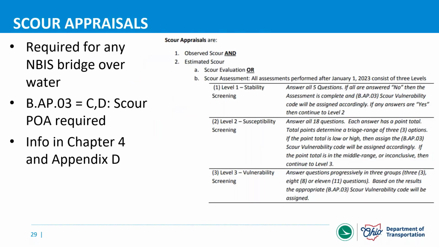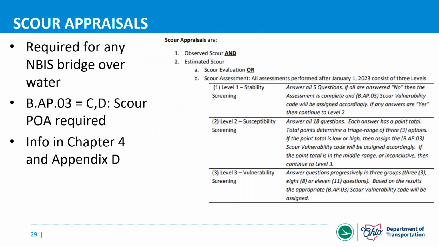Next, I want to quickly touch on scour appraisals. So we have this guidance out there. It's been out there, so I'm not going to get too in depth, but again, I want to make sure everyone understands what a scour appraisal is. They are required for every NBIS bridge over water. And a scour appraisal takes into account observed scour and estimated scour. So not just your overall scour rating, but also the estimated portion is the additional part of a scour appraisal that we need to have in AssetWise.